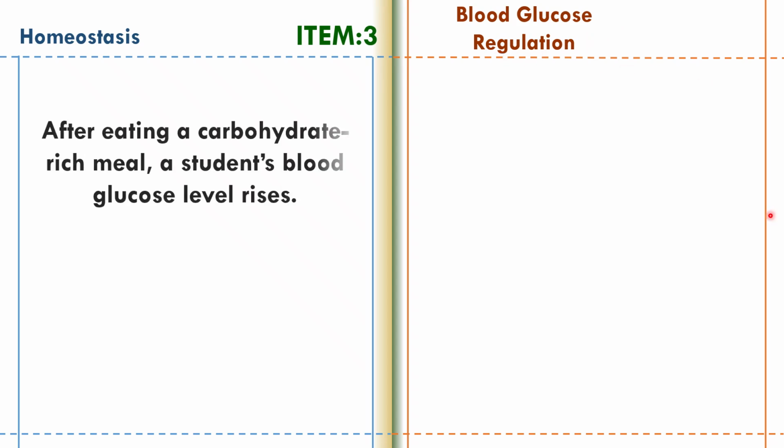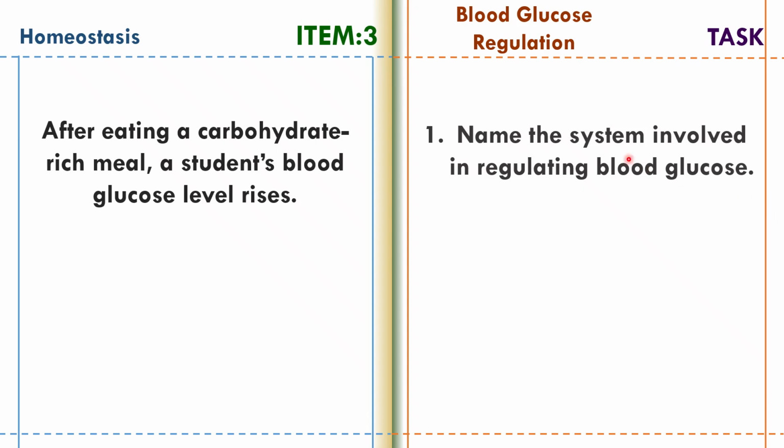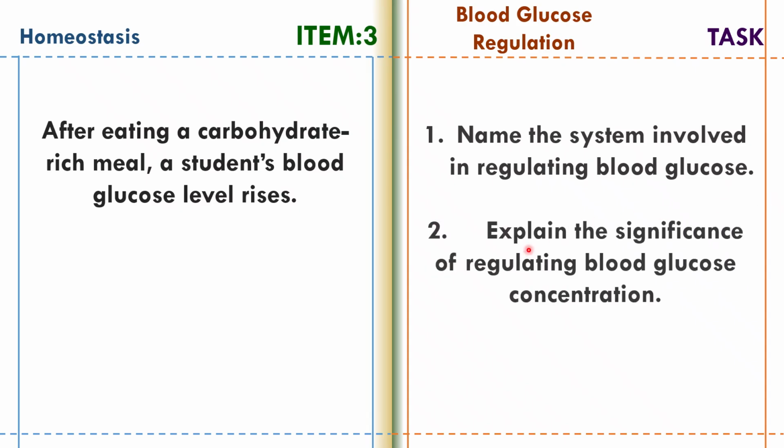Homeostasis, item 3. Let's look at blood glucose regulation. After eating a carbohydrate-rich meal, a student's blood glucose level rises. Task: name the system involved in regulating blood glucose. Explain the significance of regulating blood glucose concentration.